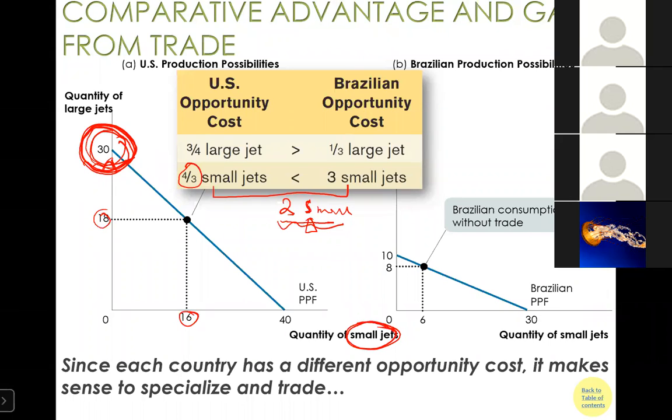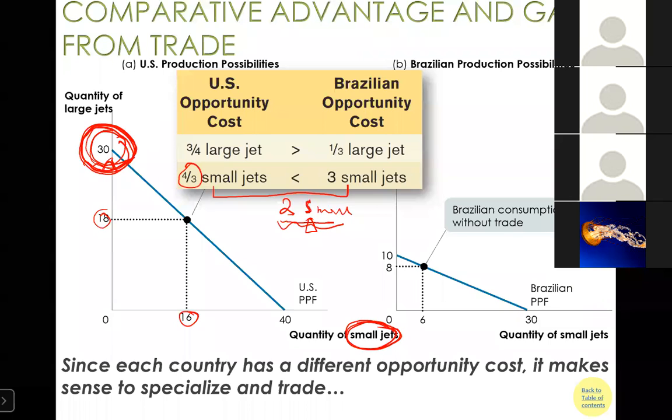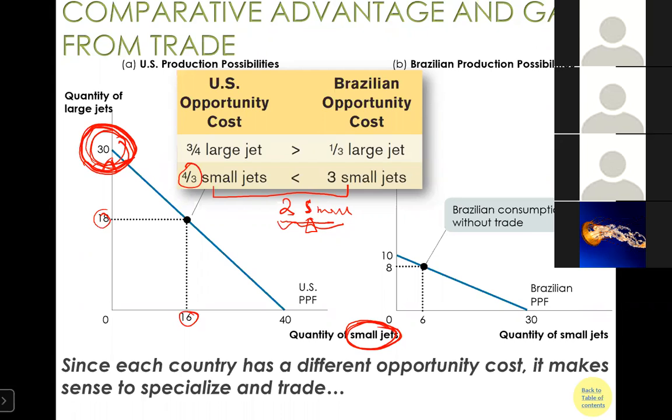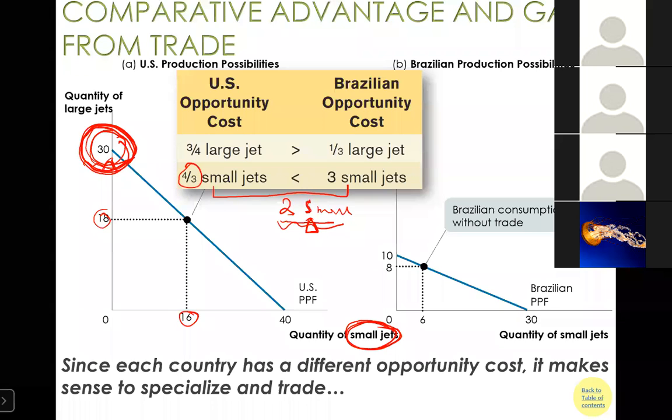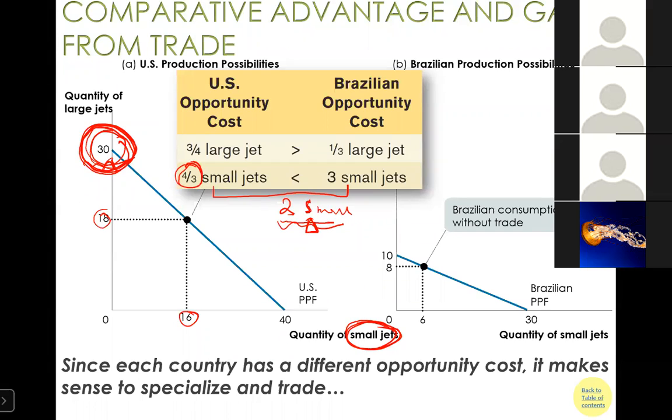But they want small jets, right? And if they want small jets, they must get small jets from the market. Now what we propose is that the larger jet is going to sell for 2 small jets. This is going to be a good thing for the United States because this larger jet only costs them 1/4 of a small jet. Now they can sell for 2. So this is greater than their cost.